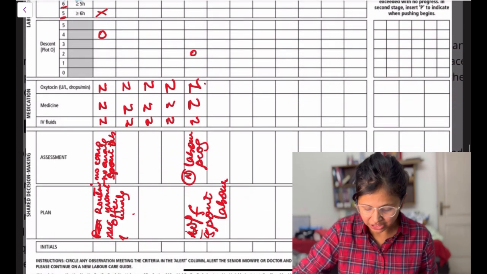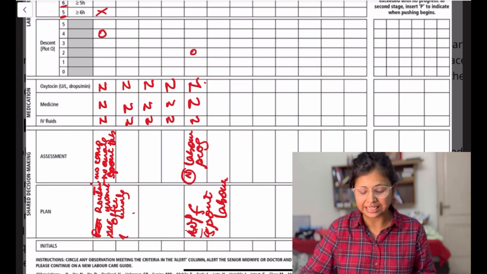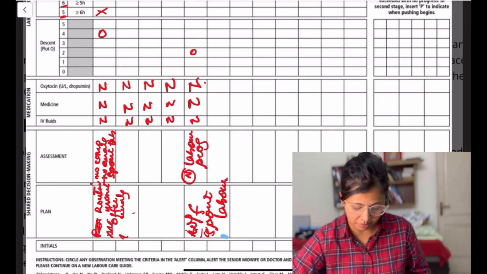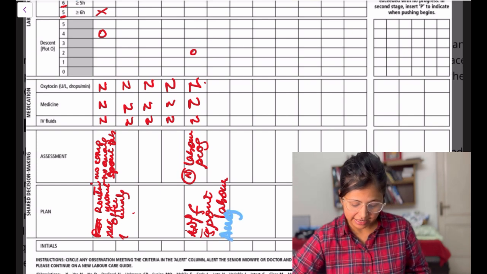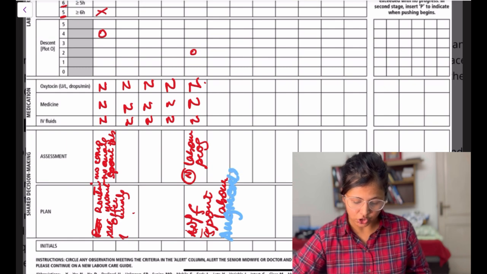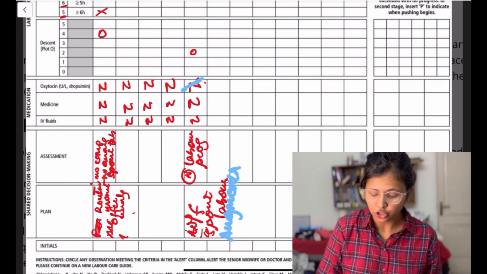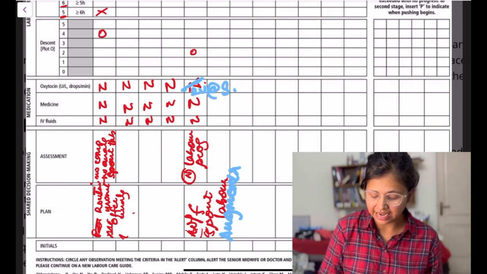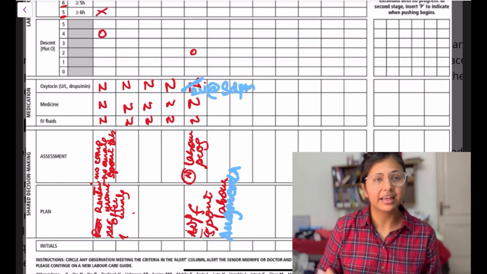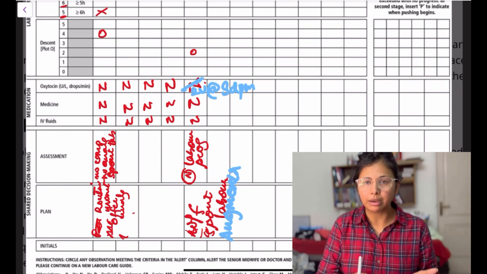So our plan will change slightly from watching for spontaneous labor. What I am going to do is probably take a decision for augmentation, and maybe I am going to start oxytocin here, right? So 2 units at 8 drops per minute. Right. So you're just going to come back to the previous scenario.